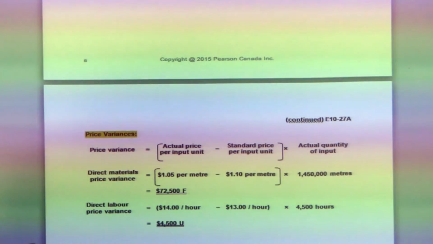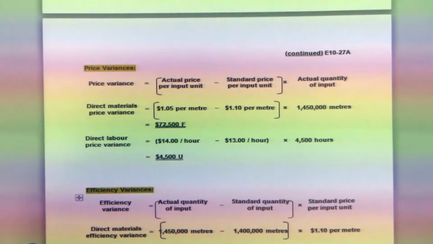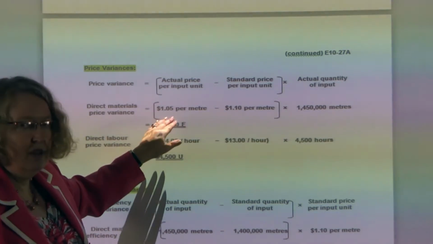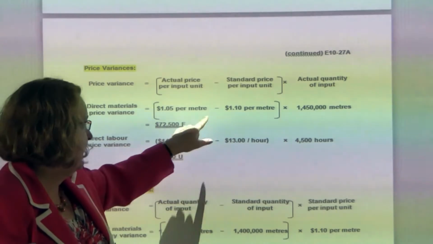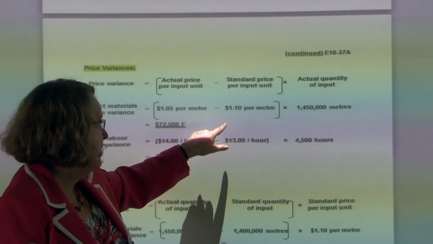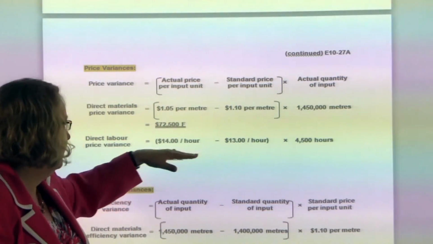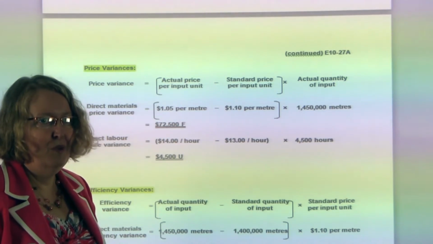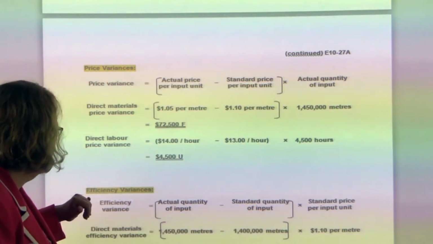First of all, we'll look at the price variance. In this situation, you had a difference. Your actual price for a unit of direct materials was $1.05, but you had been expecting to pay $1.10. So you're going to multiply that by the actual quantity of input. You have a favorable variance because, of course, your actual price was lower than your expected or standard price.